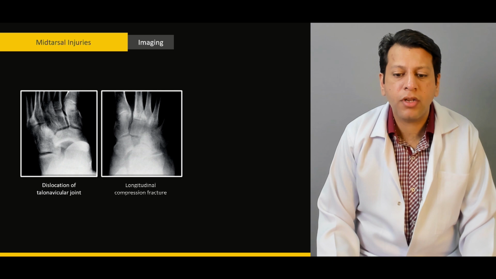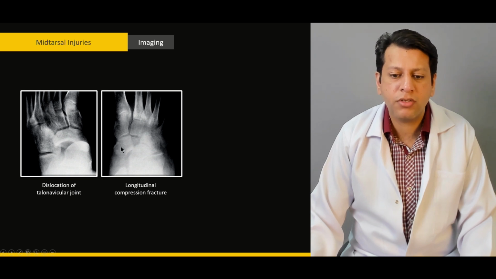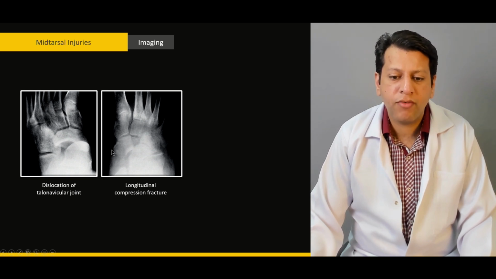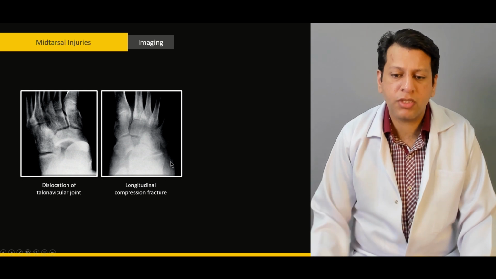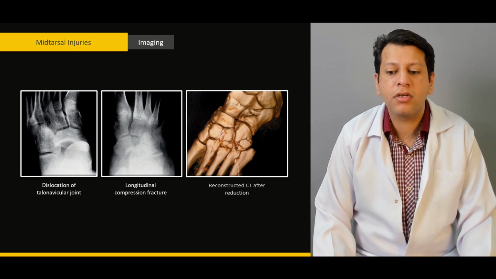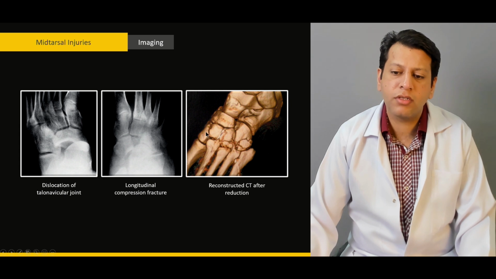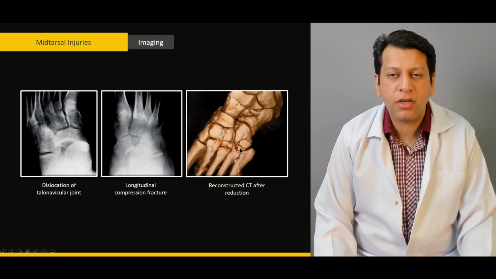Then if you see this over here, this is a longitudinal compression fracture of the same joint, but you cannot appreciate it because this appears to be a cuboid, which is actually pushed forward, and the navicular is going in this direction. And this is a reconstructed CT after reduction. If you appreciate it over there, this is the medial cuneiform, middle and lateral cuneiform, and although the navicular is intact, you can appreciate the lateral cuneiform as well as the cuboid as having a crush fracture.